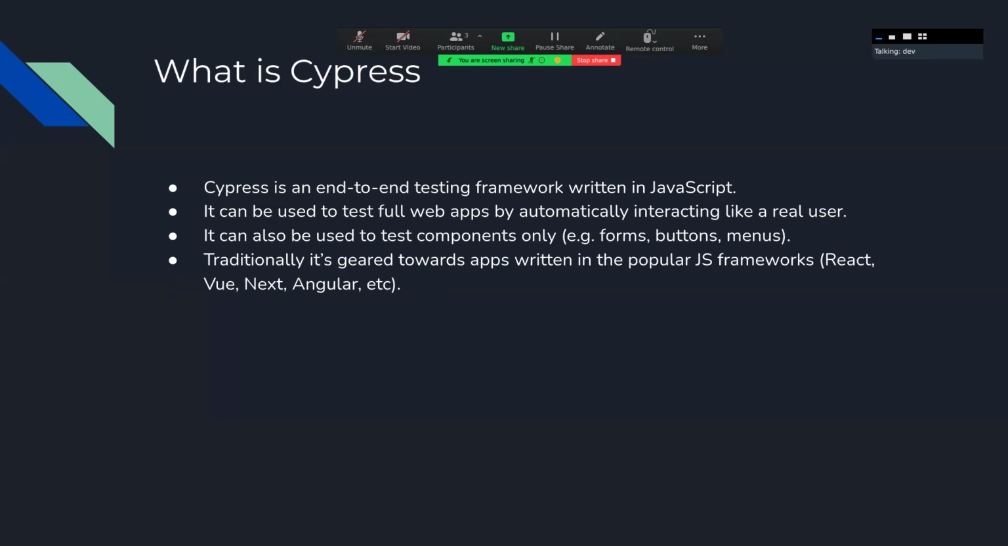So Cypress is an end-to-end testing framework. It's written in JavaScript. You can use end-to-end frameworks for integration testing. You're basically mimicking user interactions with the site. We'll be covering end-to-end testing tonight, but Cypress also allows you to test components, especially if you're doing things in React or Angular. You can give it just a component and test it that way as well.